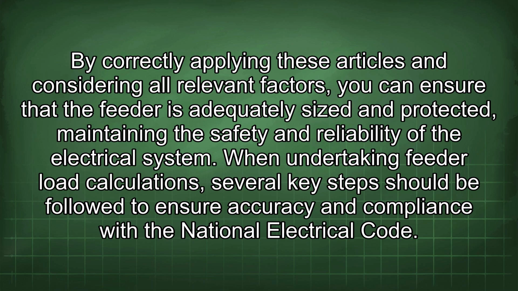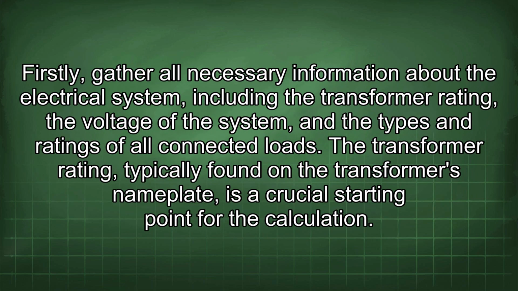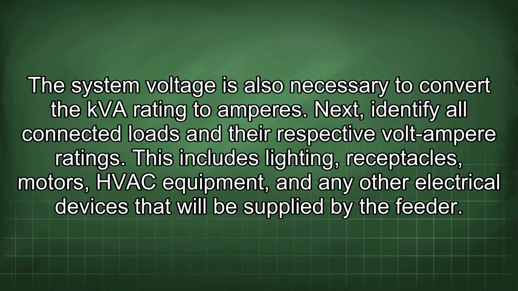When undertaking feeder load calculations, several key steps should be followed to ensure accuracy and compliance with the National Electrical Code. Firstly, gather all necessary information about the electrical system, including the transformer rating, the voltage of the system, and the types and ratings of all connected loads. The transformer rating, typically found on the transformer's nameplate, is a crucial starting point for the calculation. The system voltage is also necessary to convert the kVA rating to amperes.